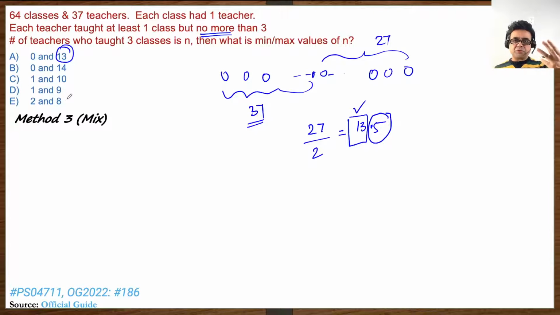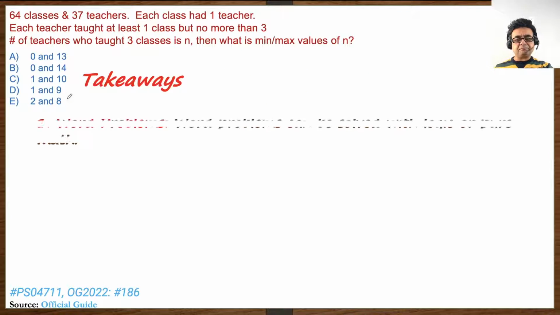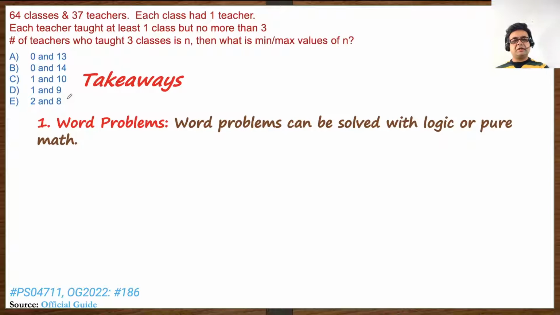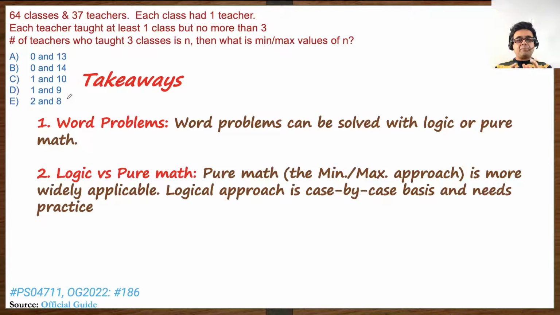So 3 approaches. Which of these approaches is better? Let's talk about that. The important thing for you to know is that word problems can be solved with either math or logic, and it is absolutely okay to even mix and match the approaches, right? The pure math approach is very, very applicable, and if you practice enough, you know how to set up the equations. It is very generic. It can apply to any word problem.